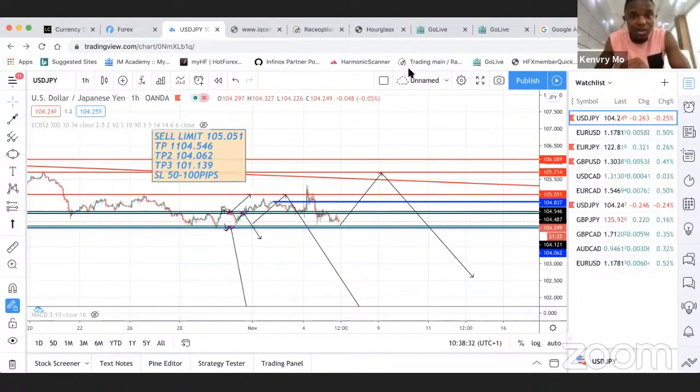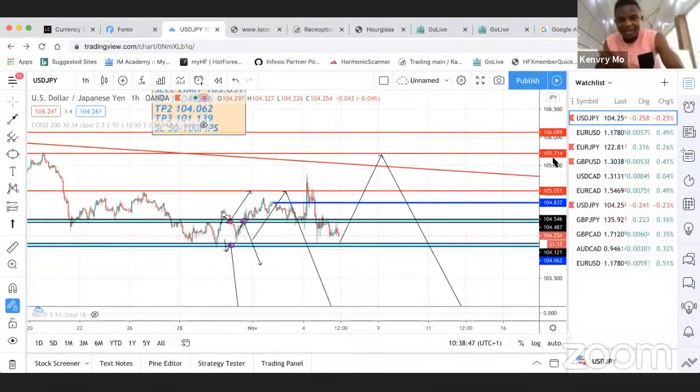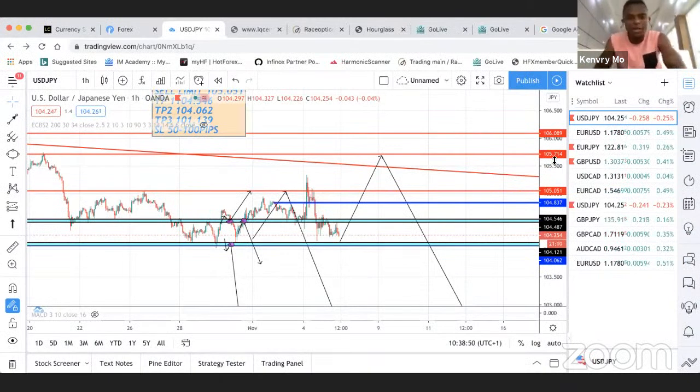Okay, hold on. Let me stop sharing. Let me share. How many of you like what you're seeing? Type in a dollar sign in the chat. So you guys can see USD JPY, right? The same thing I did. Can you all see?